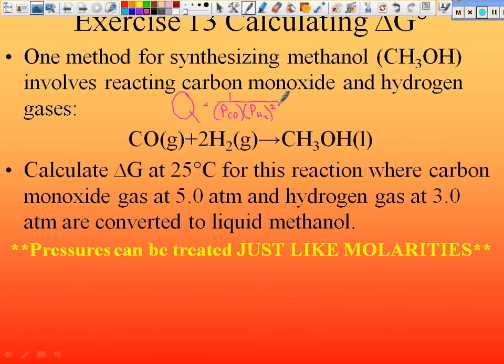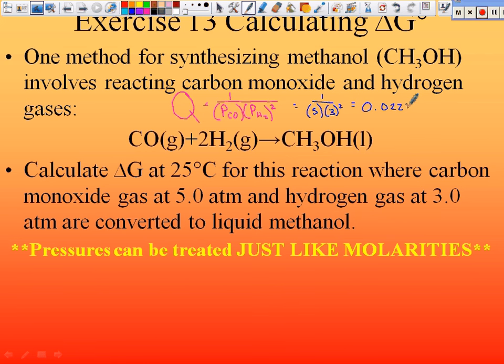So now we've got 1 over carbon monoxide is 5. Hydrogen was 3. So what you have to do is 3 squared, which is 9. 9 times 5 is 45, and then take the inverse of 45. 1 over 45 is 0.022. We'll go with 2 sig figs here. Now, that's Q. Then what do you do with Q?